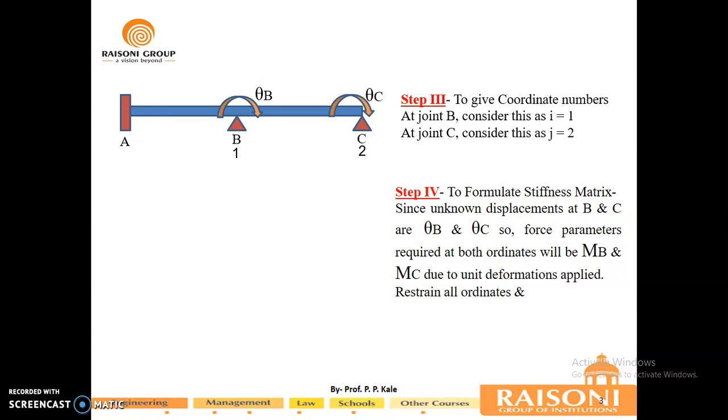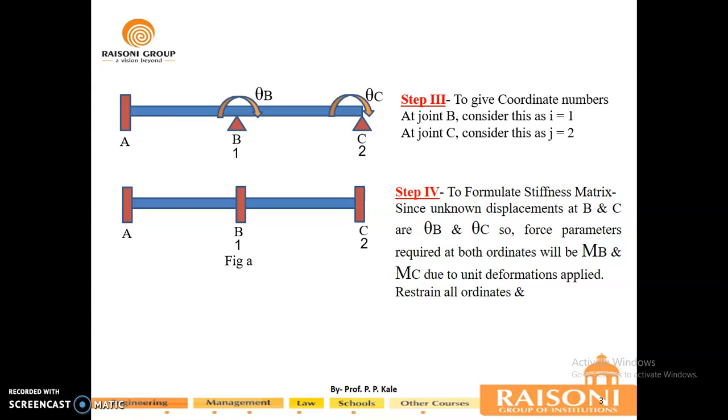I have told you in my previous video that whenever a rotational displacement is present as an unknown displacement, the force parameter used should always be a moment force, moment at that point. So for theta b the unknown force parameter will be Mb, that is moment at B, and for theta c there will be Mc. For finding the elements of the stiffness matrix, there is a procedure to formulate it.